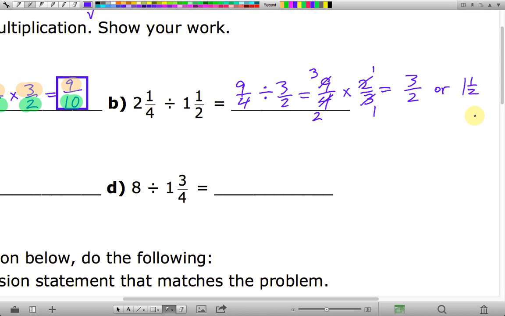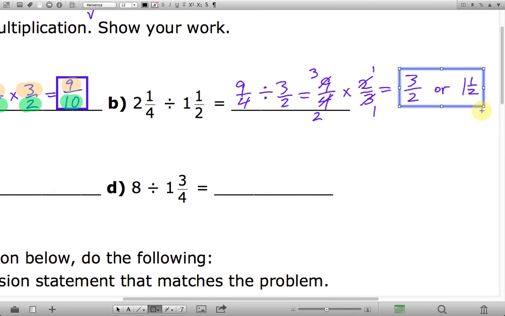So if you can remember to do this, this is a better method for you, and that is to reduce then multiply instead of multiplying then reducing.